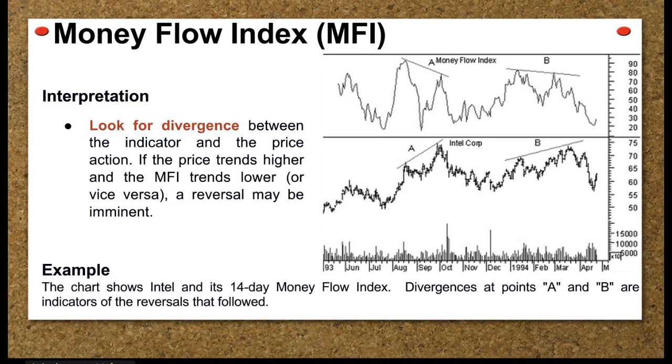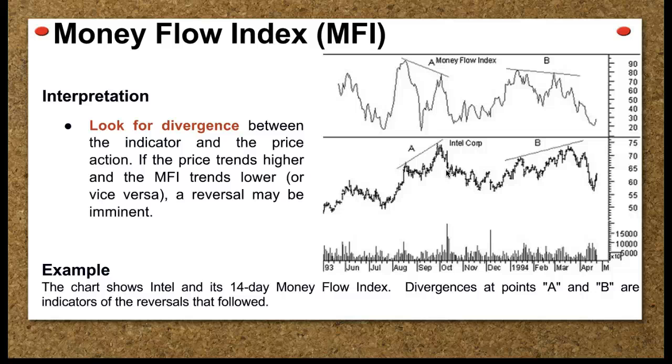Let's look at the big picture. Let's look at a little bit of interpretation. Here's one type of interpretation, and it's called divergence. We want to look for divergence between the indicator and the price action. In this chart, the top chart is the indicator, the money flow index, and the bottom chart is the price. If the price trends higher and the money flow index trends lower, we have a divergence. Or, for example, a reversal of that. If the price trends lower and the money flow index trends higher, also a divergence.